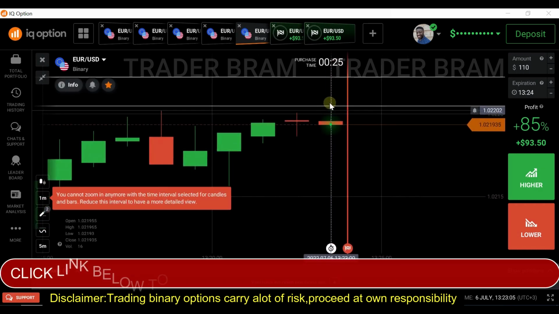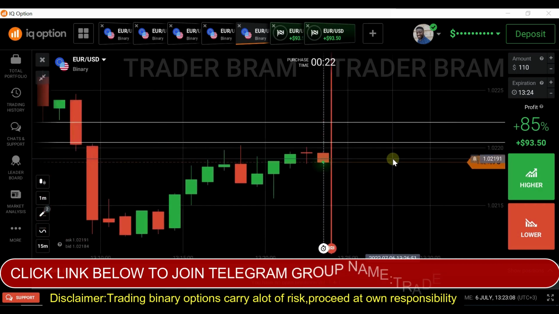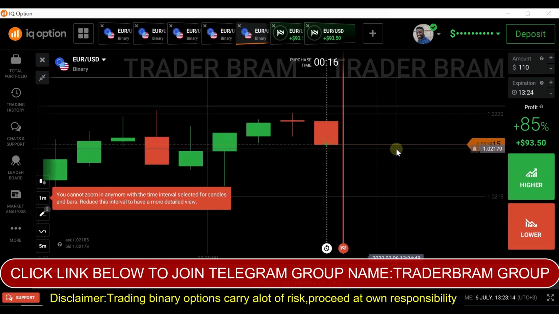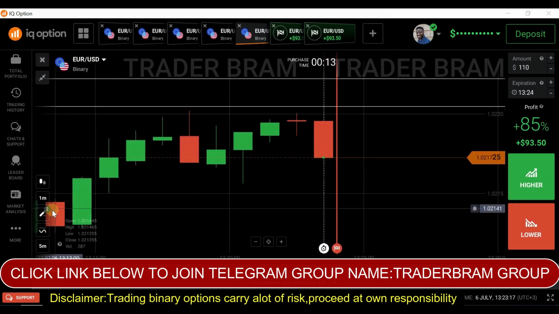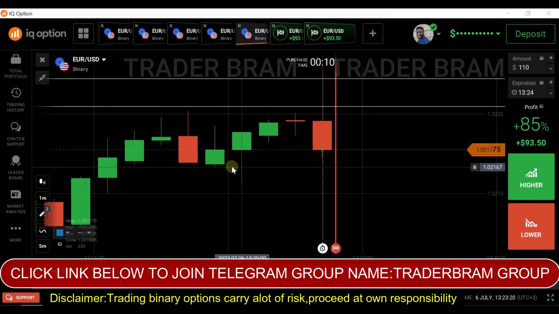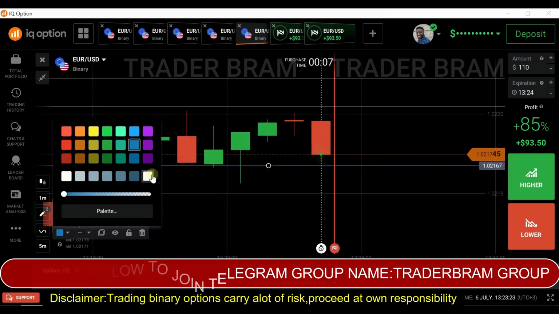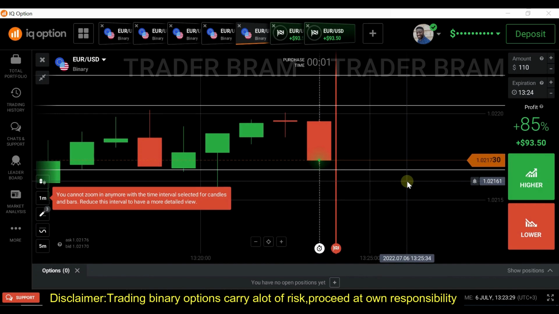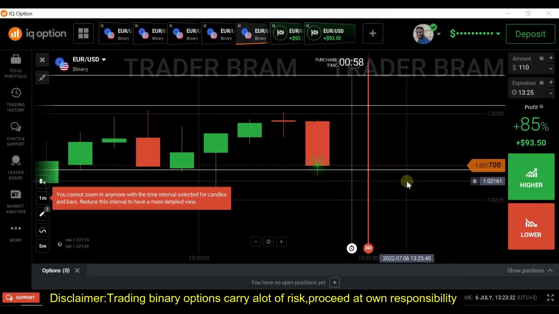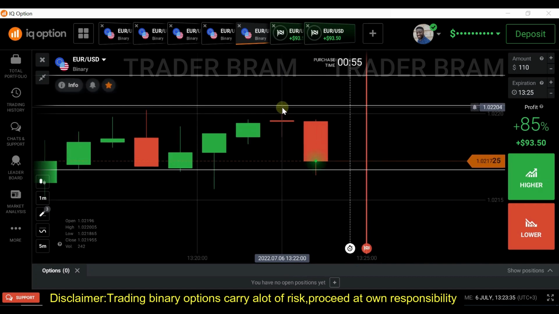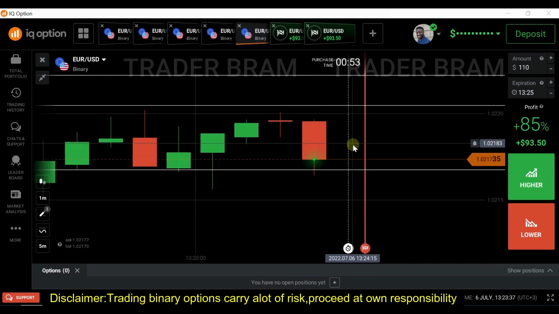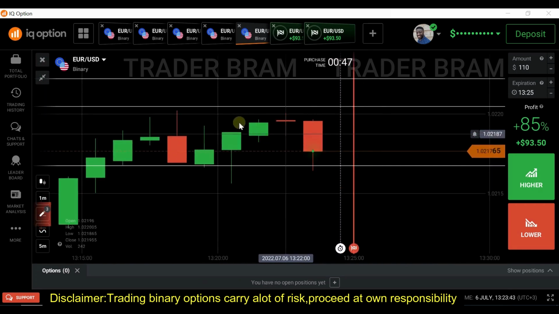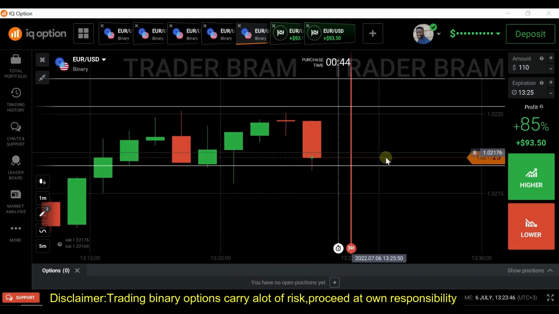So I'll wait for an entry point on the level. Very strong downward movement. So this is where we need to concentrate now. I could not take this trade because we had not yet touched our level, so it was a risky trade for me. I need to have a good candlestick pattern or a good level of support and resistance for me to take my trade.